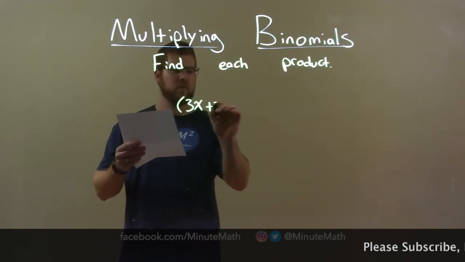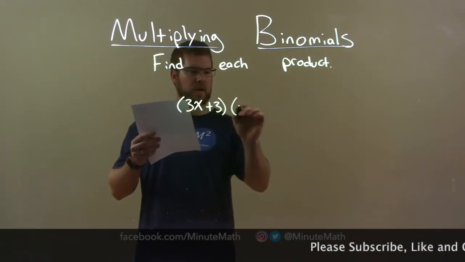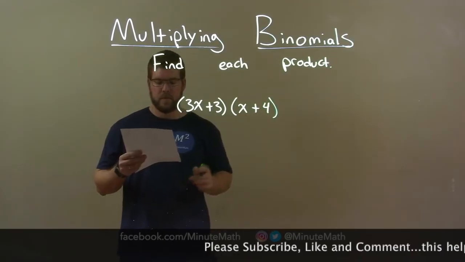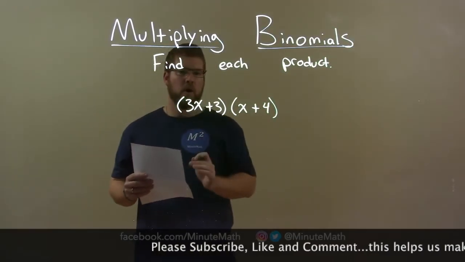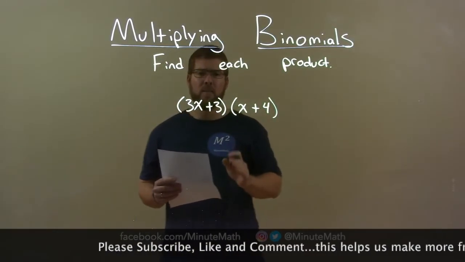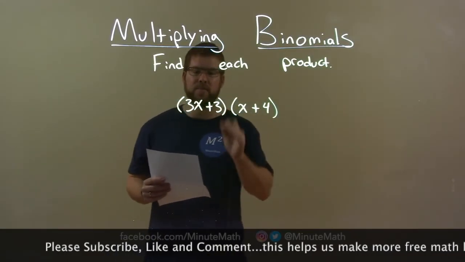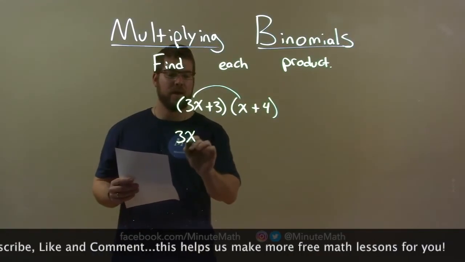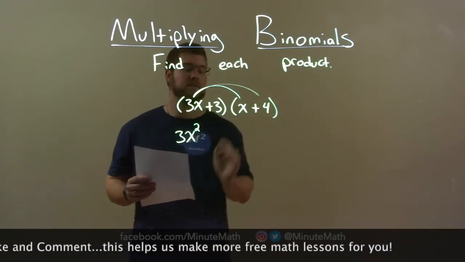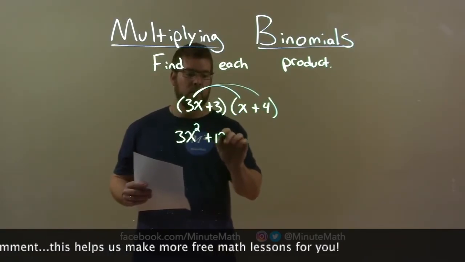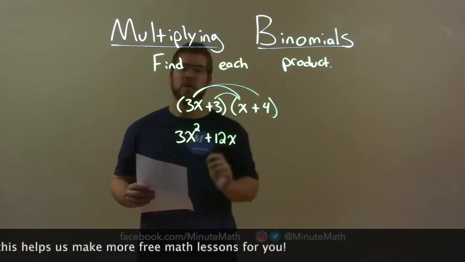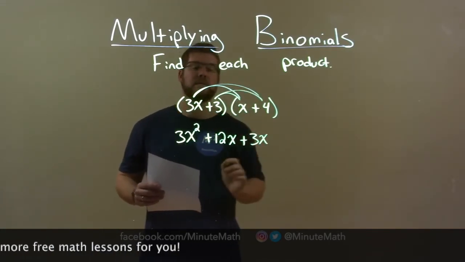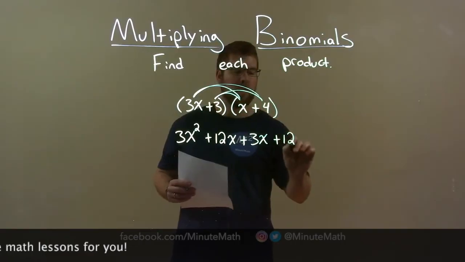3x plus 3 multiplied by x plus 4. Well, we first want to take all parts of our first parenthesis and multiply it by all parts of our second parenthesis. So, 3x times x is a 3x squared. 3x times a 4 is a 12x. A 3 times an x is 3x. And 3 times a 4 is a 12.